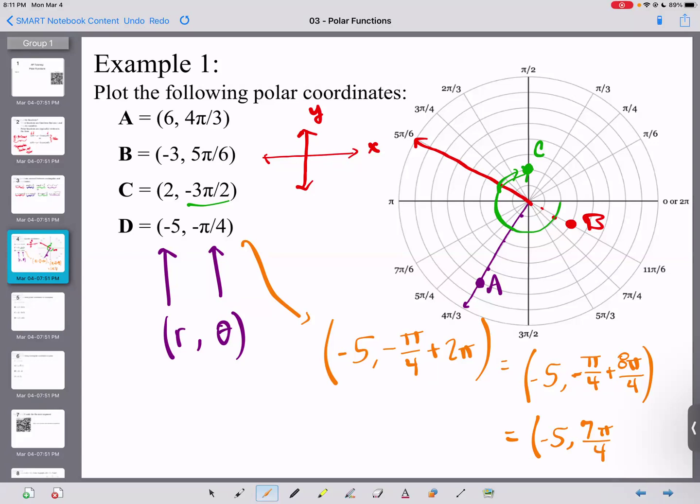So for -5, -pi/4, I'm going to go to the fifth circle: 1, 2, 3, 4, 5. -pi/4 is the same thing as being at 7 pi/4. So there it is. But because it's -5, I actually go 5 circles away from it. So it'd be 1, 2, 3, 4, 5 right there. That would be the actual location for point D.